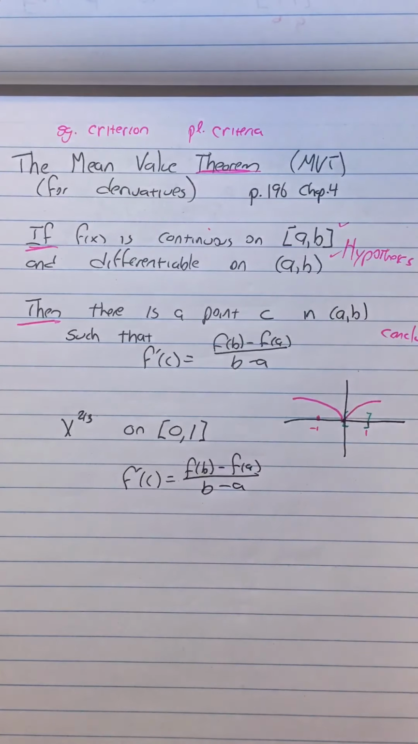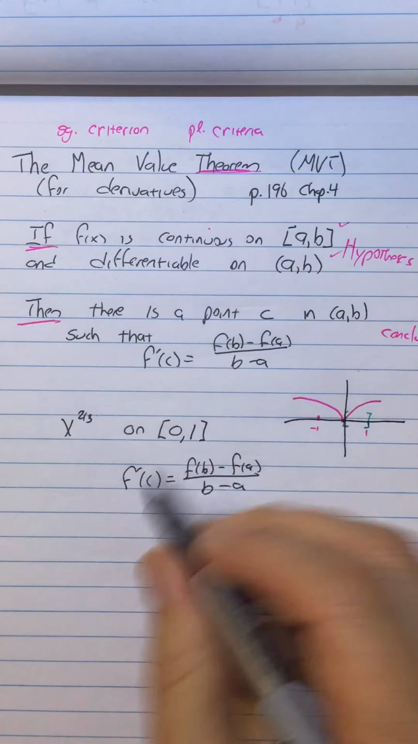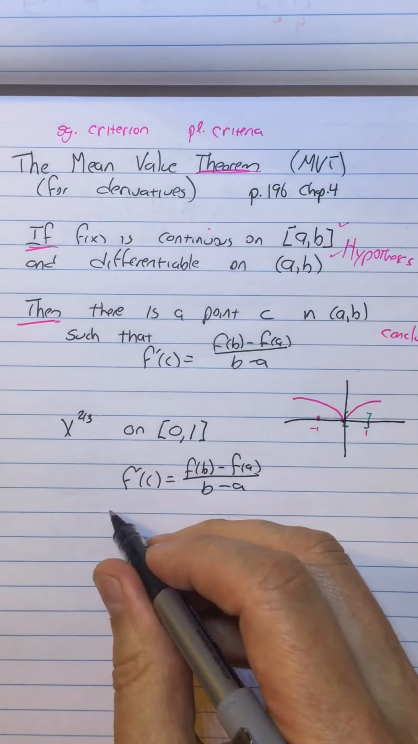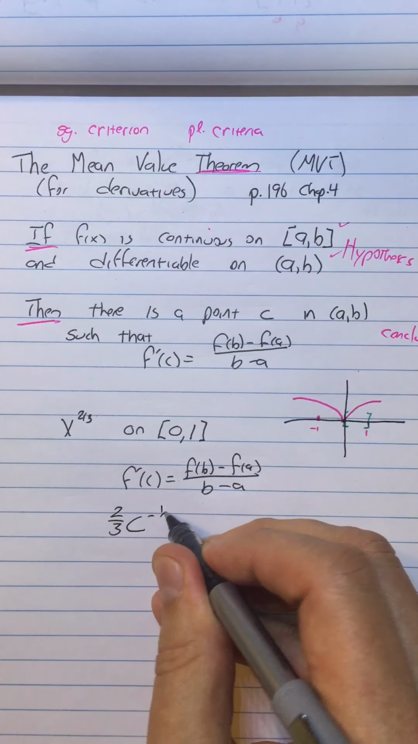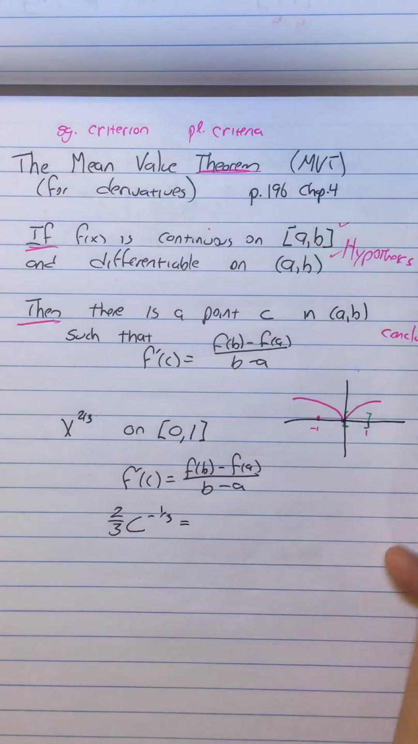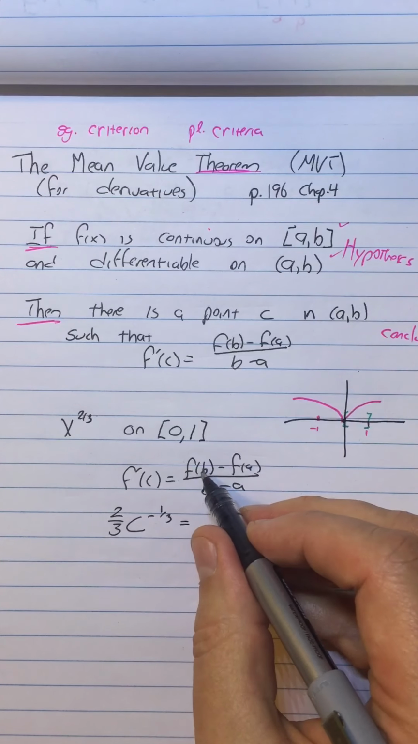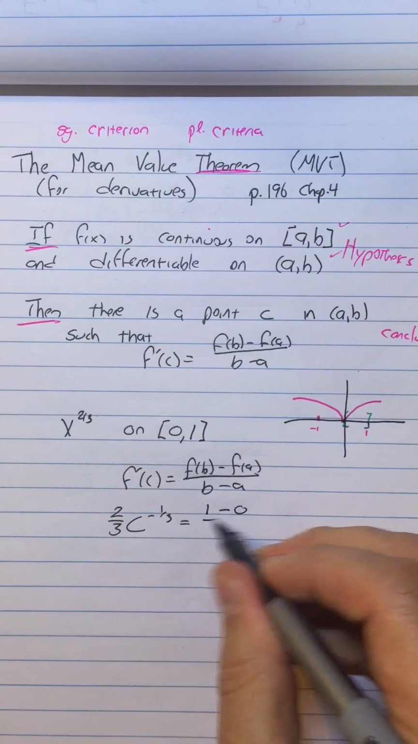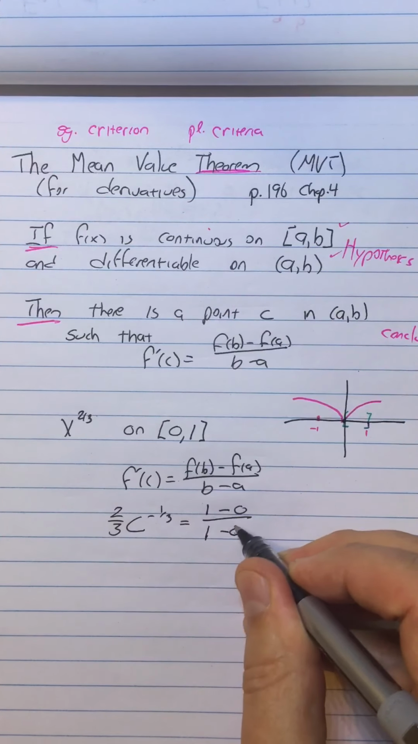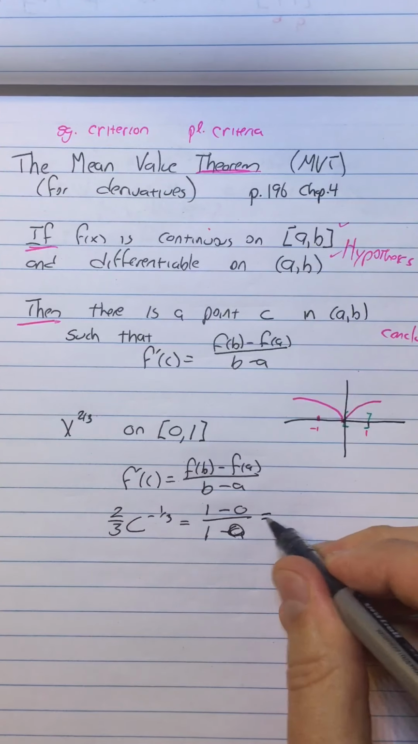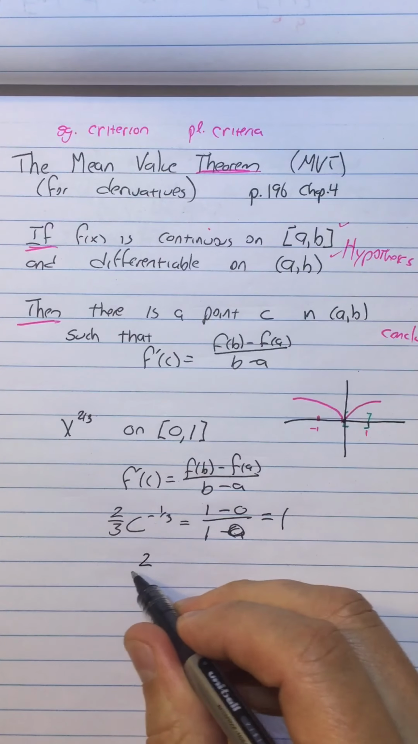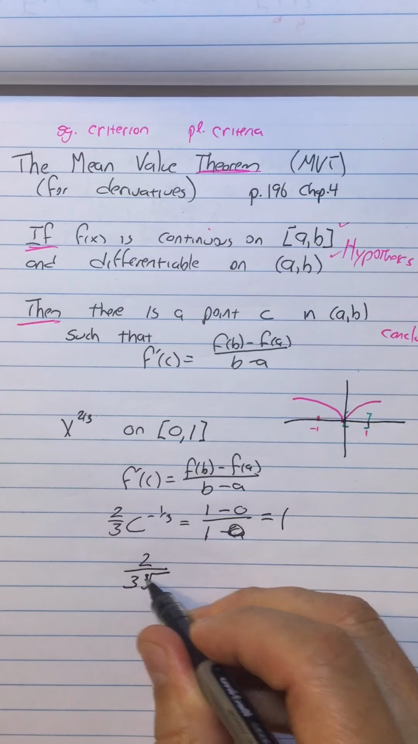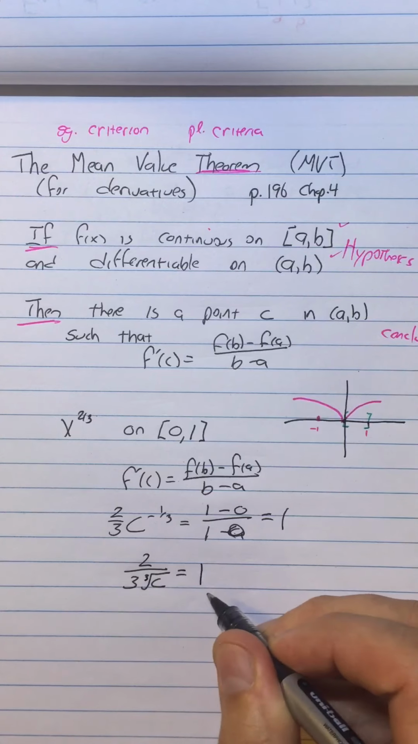What is the point guaranteed by the mean value theorem? That's what we get when we solve this. My equation is 2/3 c to the -1/3 equals... it's not too hard to figure out that f of b is 1, and f of a is 0, so it's 1 minus 0 over b minus a, which is also 1. So that equals 1. I'm solving 2 over 3 cube root of c is equal to 1.